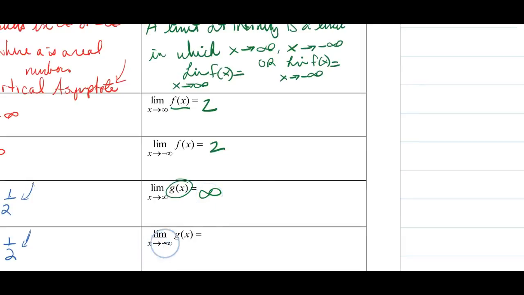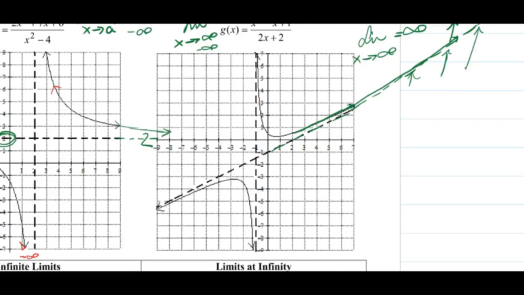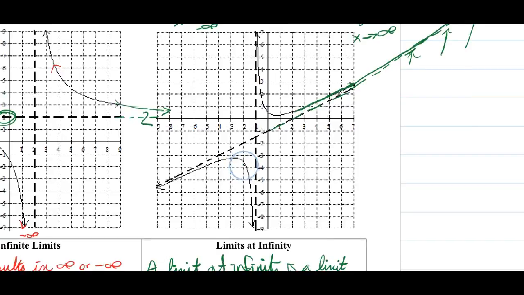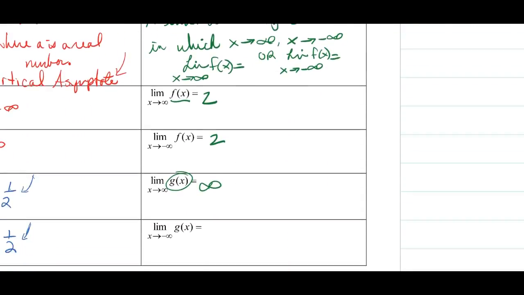Let's look at the limit as x approaches negative infinity. Same graph, g of x, but now I'm following it off toward the left, my end behavior. And similarly, I see that I'm continuing to go down and down and down, even as I get closer to this asymptote here. So I would say I am approaching negative infinity.